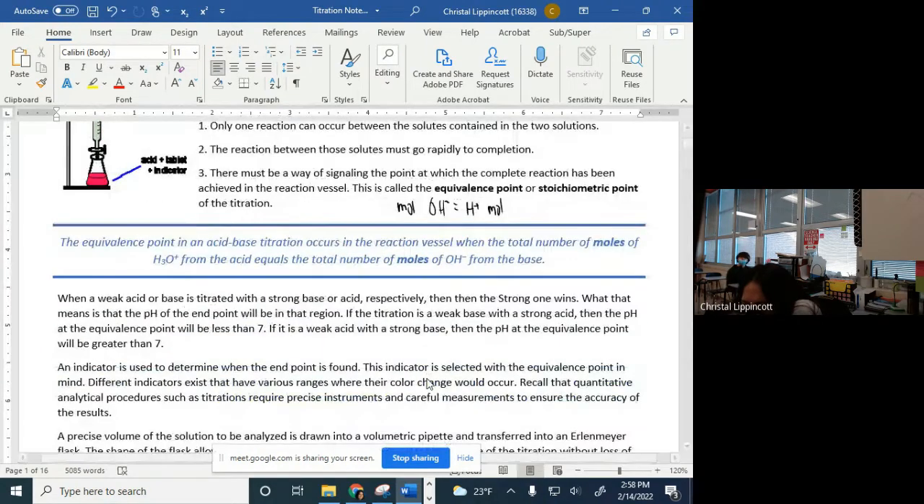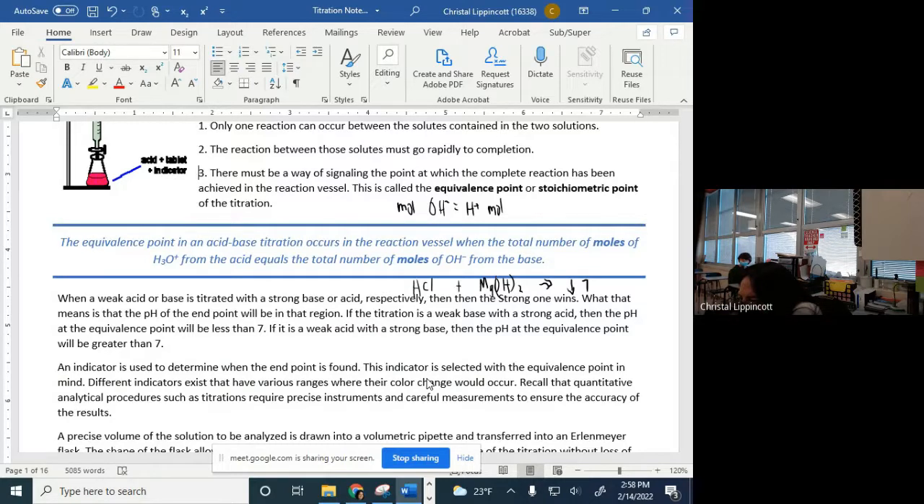So when a weak acid or base is titrated with a strong base or acid, the strong one's going to win. And what that means is if you have a strong acid and you're titrating that with a weak base, your pH is going to be less than 7. By a little bit or by significant? It depends on how weak this is, and it'll depend on concentrations too.